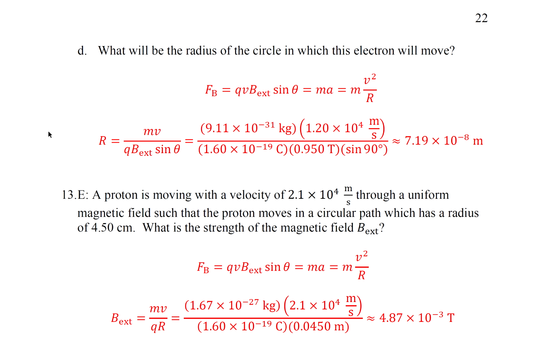Part D, what will be the radius of the circle in which this electron will move? Solve for r.